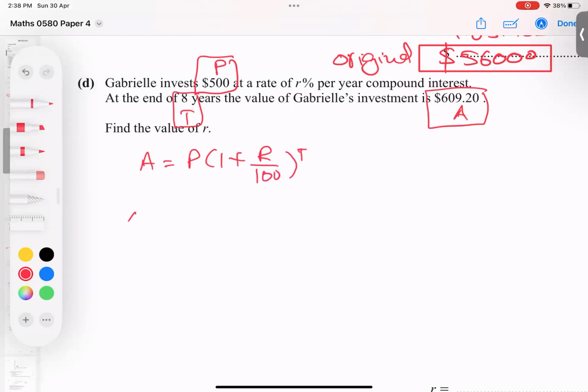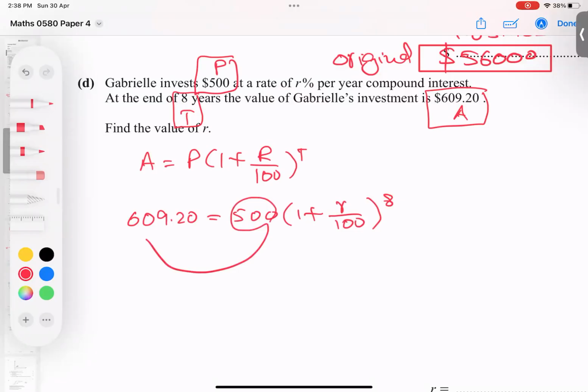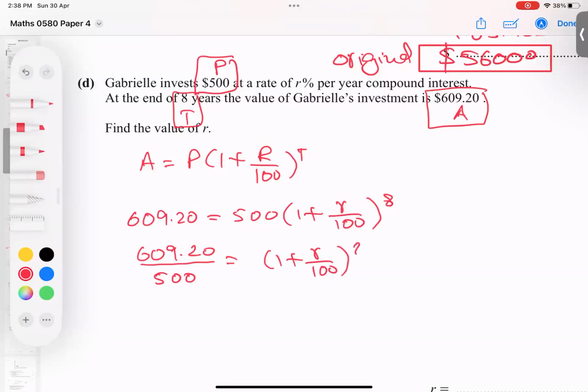So the amount becomes 609.20. The investment is 500. The rate of interest I don't know, and the time is 8 years. So job number one, this will go down: 609.20 divided by 500 equals 1 plus R over 100 to the power 8.